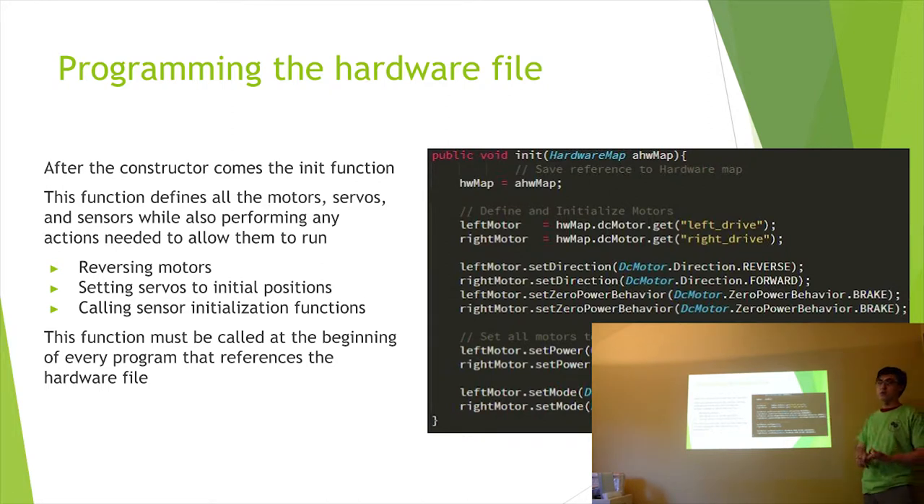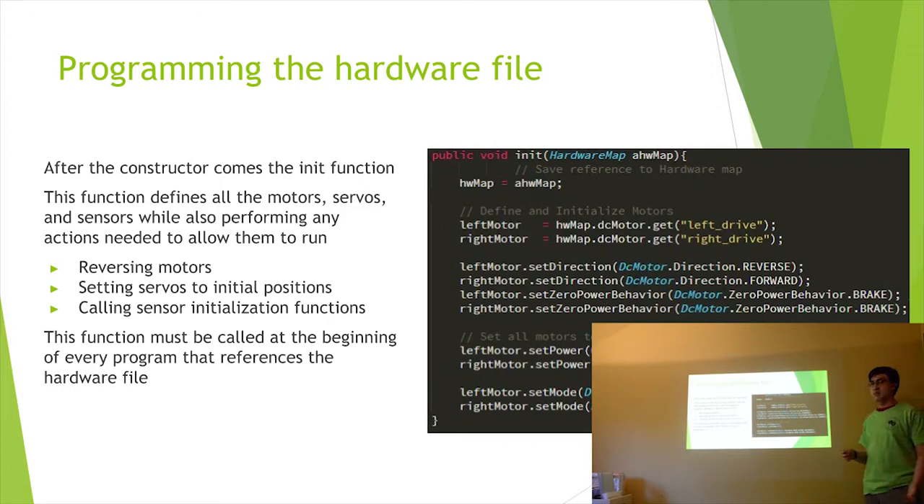Then it's going to declare all of the ports that your motors and servos and sensors are configured as. So you have it set as what you wrote in the configuration file. And then it sets all the conditions for those hardware devices you added. So for motors, you'll set if it's forward or reverse, depending on which way it needs to go. Usually one of the two will be reversed.